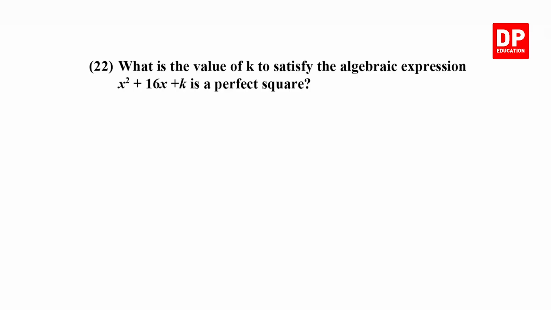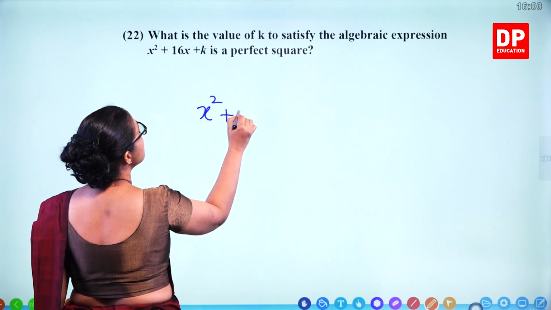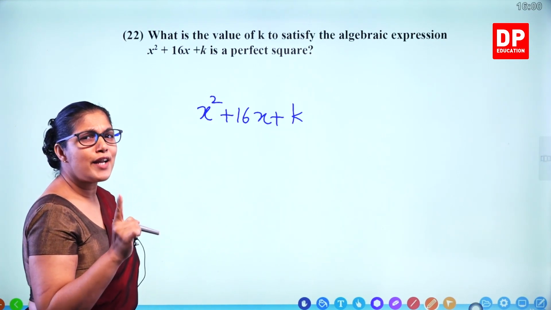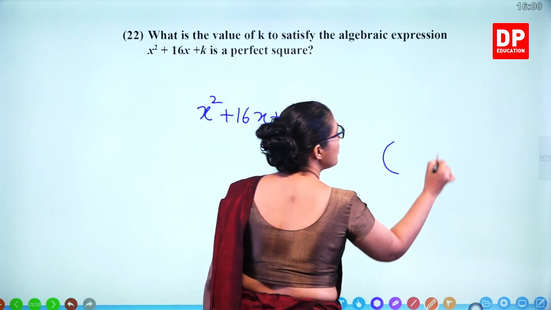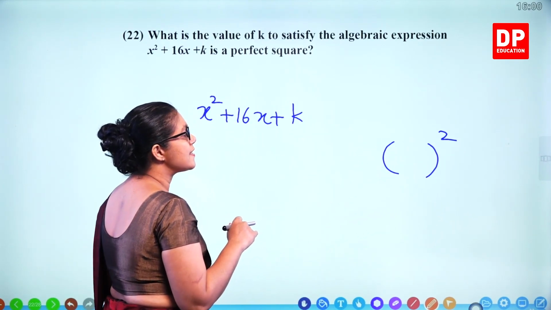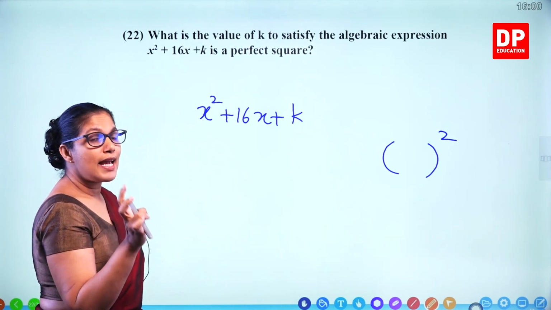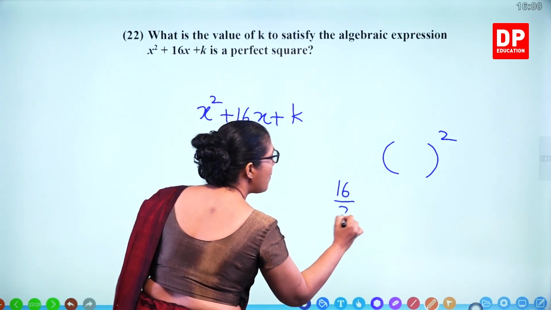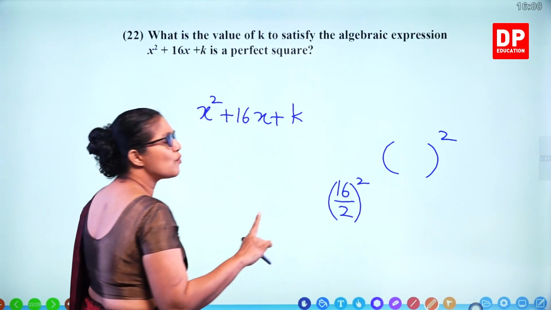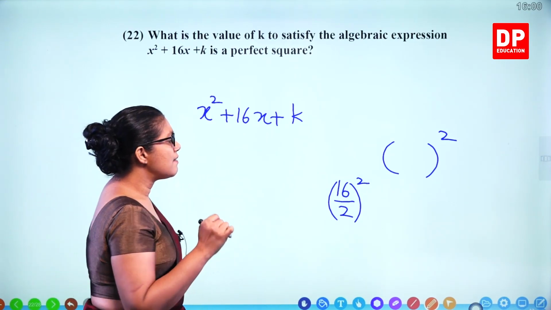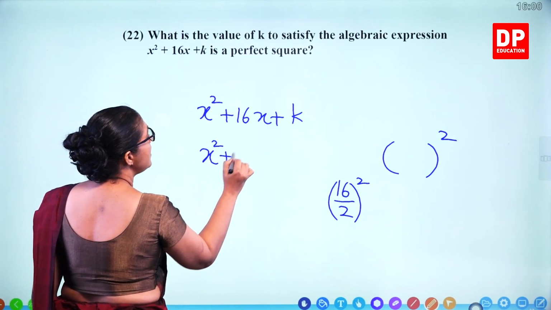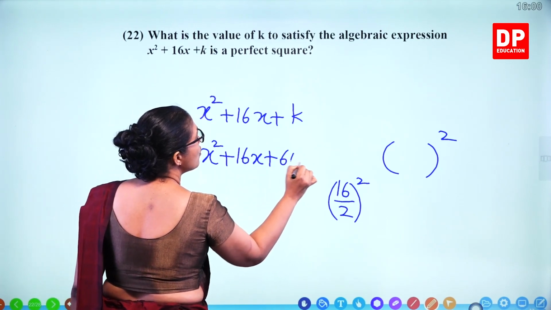Question number 22. What is the value of k to satisfy the algebraic expression x squared plus 16x plus k is a perfect square? So how do you find out the perfect square? Perfect square means you get a squared number. What is the method? You take the x coefficient, that's 16, divide by 2 and square it. That's what you need to add. 16 divided by 2 is 8. 8 squared is 64. So you need to add 64 to get a square number.